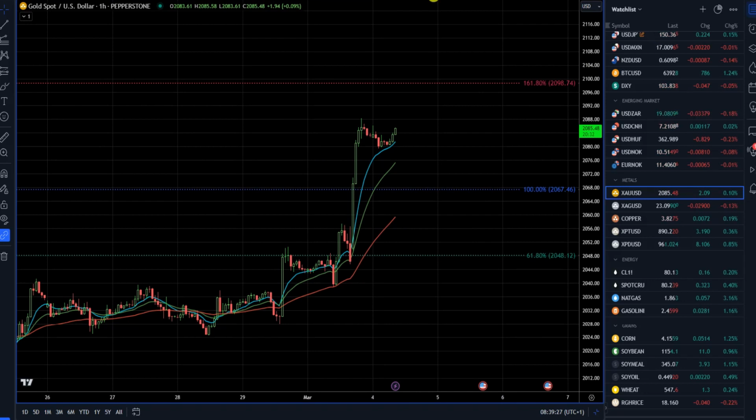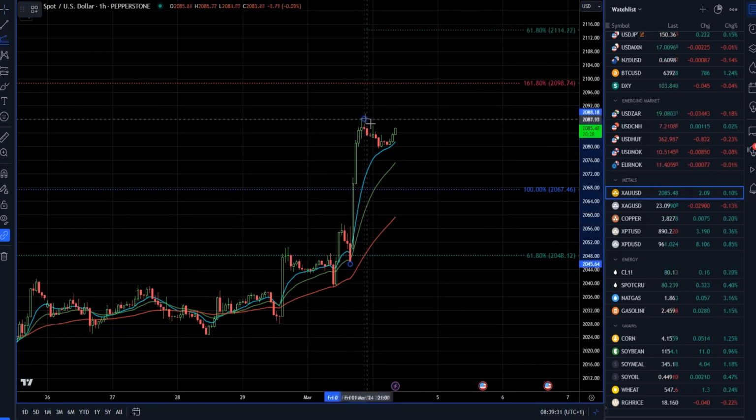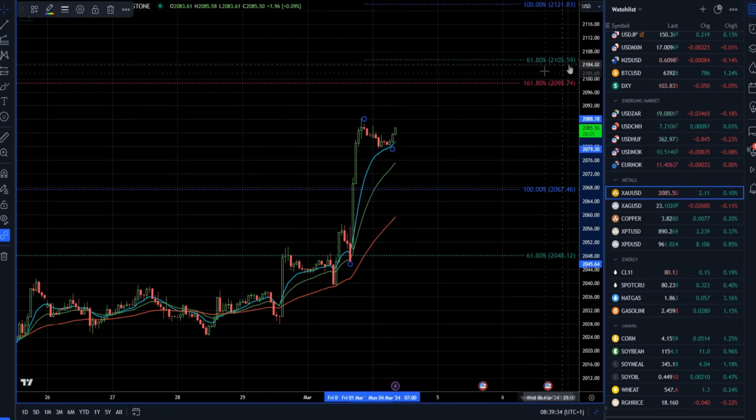Also, we can take the most recent. If we take this swing low, this swing high, and this swing low, the 61.8 is at 2,105, 2,100. So this area can be the next objective on the gold market.